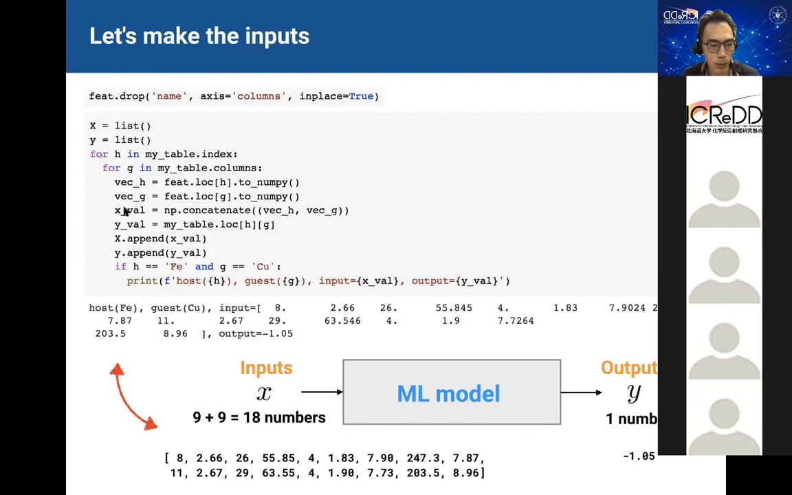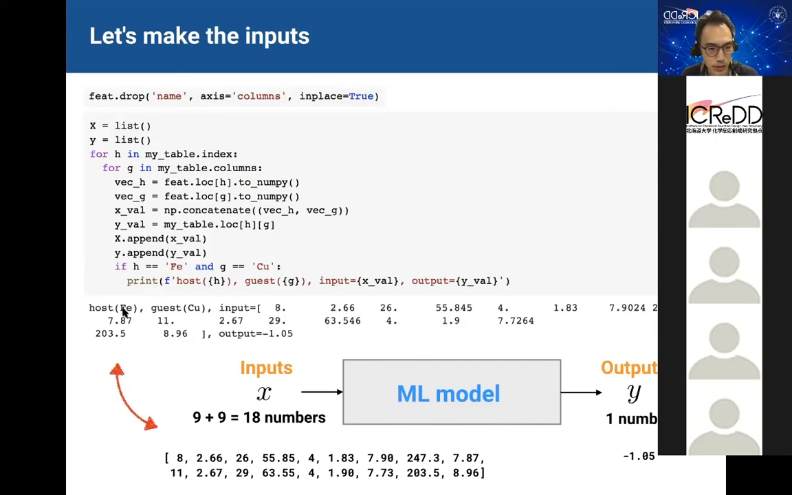So what we want is, if we input this one, then this Y value will be outputted. This is our machine learning setting. If we make these values, then we just add X values and Y values to this list. And this is a debugger line. So if we find H equals Fe and G equals Cu, we ask the program to print out this pair, and the output is here. And this is exactly the same as what we want here.